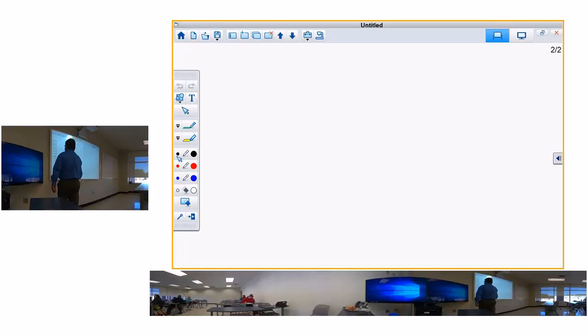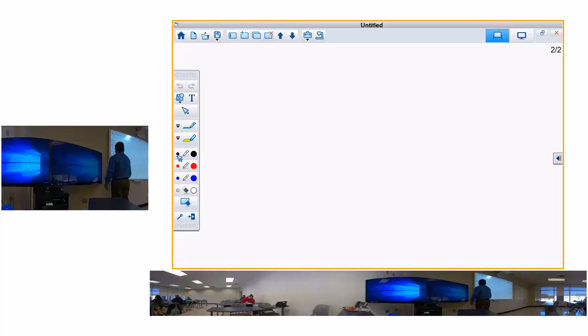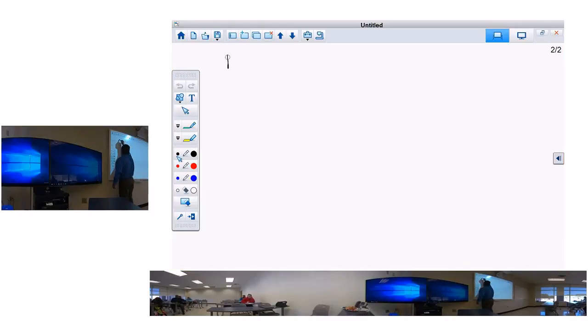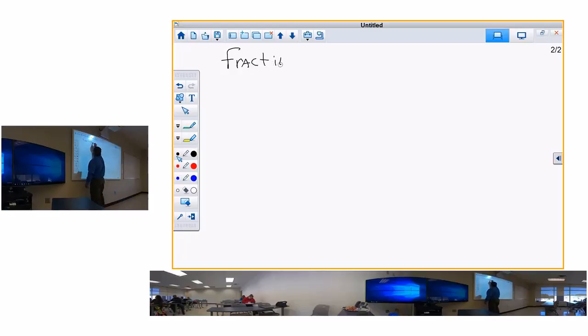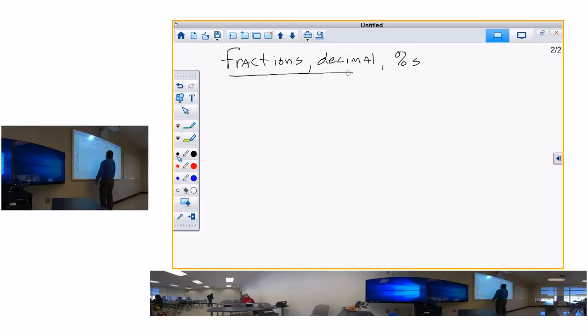All right, so here we go. Fractions, decimals, and percents. There's two parts, decimals and percents. All right, there is the part that shows you the conversions, which y'all should already know.